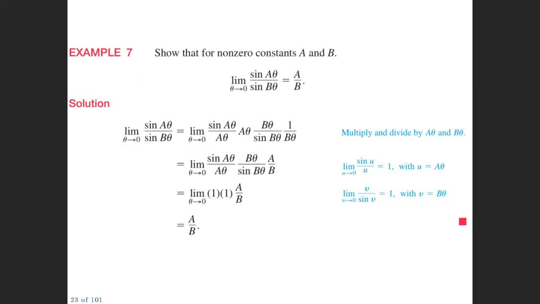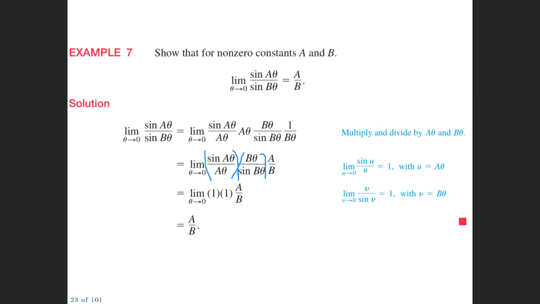Show that for non-zero constants a and b, the limit as theta tends to 0 of sine a theta divided by cos b theta is equal to a over b. And we want to use this sine theta divided by theta theorem. So what we're doing is we're multiplying and dividing by a theta and b theta, and then we're going to group them together. So we can write sine a theta over a theta. That looks like what we had before. B theta over sine b theta. It looks like 1 divided by what we had before. And then we have a number a divided by a number b.